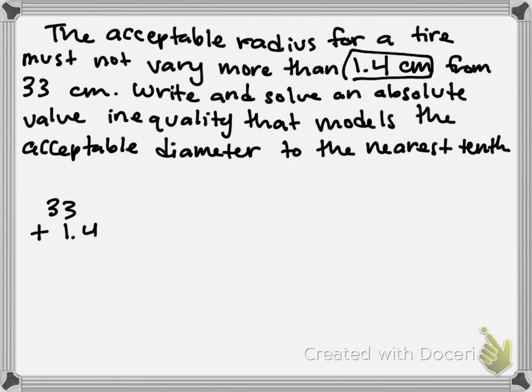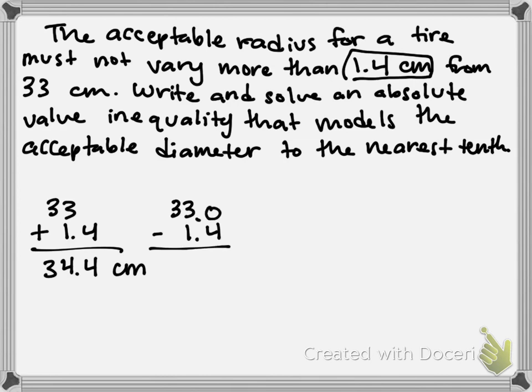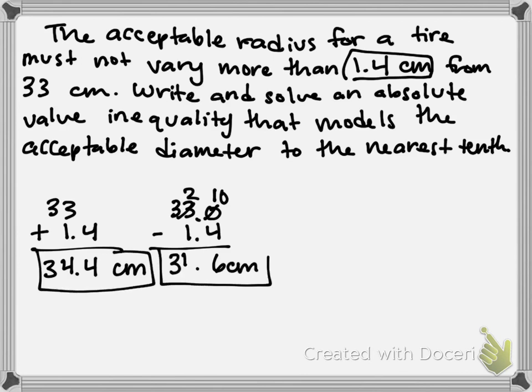So 33 plus 1.4 means that the tire can't be any bigger than 34.4 centimeters. And it can't be any smaller than that in the other direction. So if we subtract, we get 31.6 centimeters, right? So that's my answer right there.